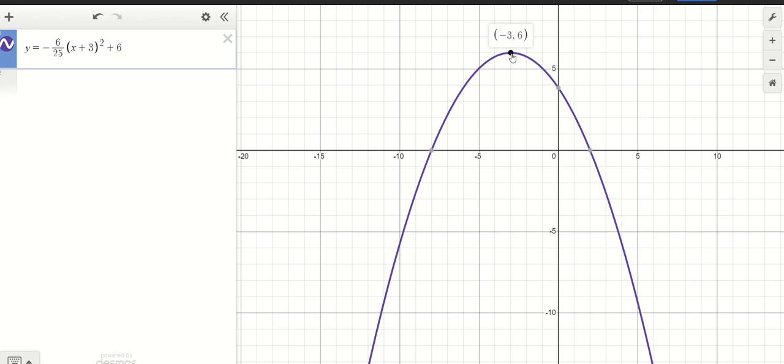We do have a highest at 6 and the axis of symmetry at -3. And we do have a 0 at 2, 0. Okay, so this confirms that the equation that we created does match these characteristics.